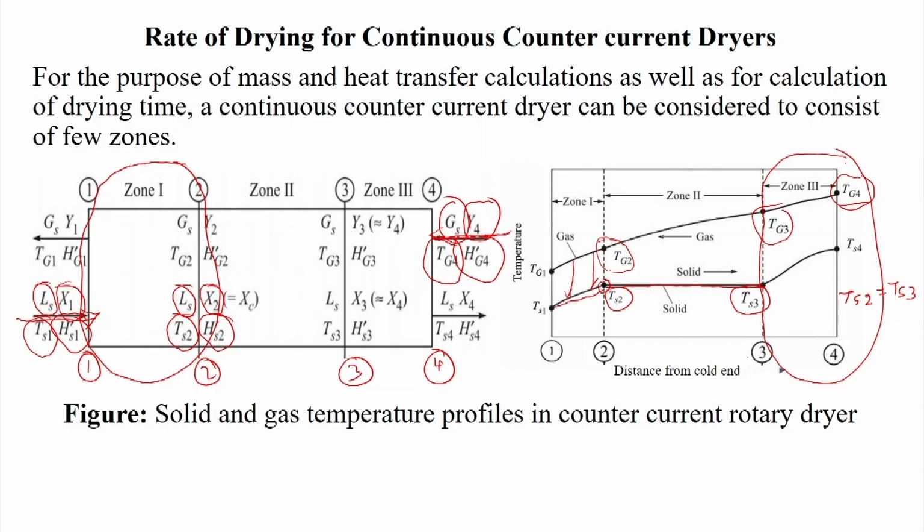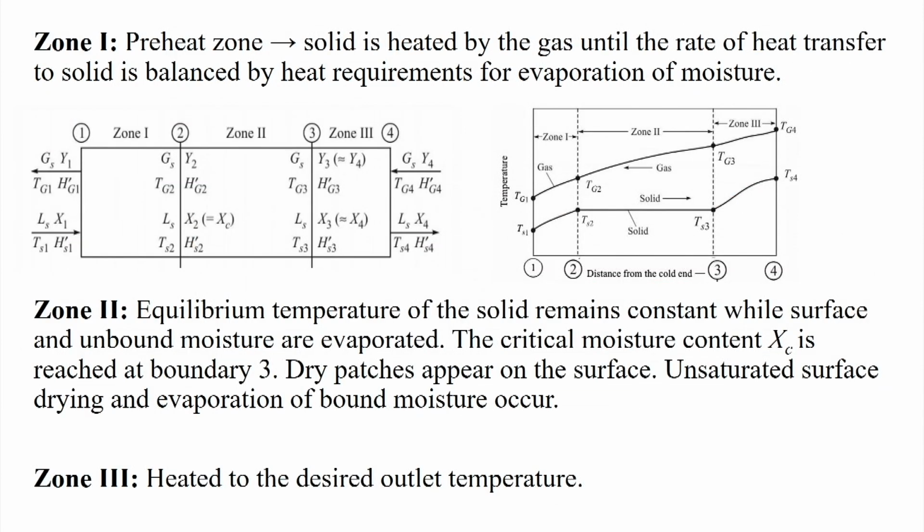Again in zone 2, the unbound moisture is removed, and the bound moisture content up to the critical moisture content is removed as the gas temperature decreases from Tg3 to Tg2. Then in zone 1 the temperature of the gas decreases from Tg2 to Tg1. So, in zone 1, in this zone, this is called the preheat zone.